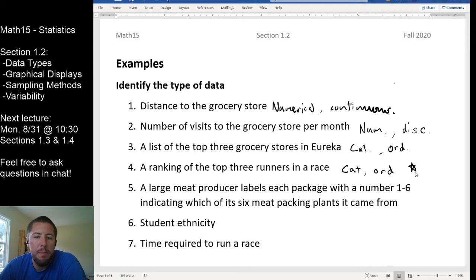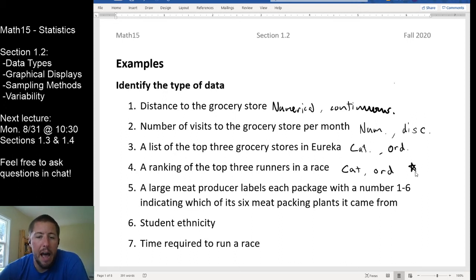Number 5, a large meat producer labels each package with the number 1 through 6, indicating which of its 6 meat packing plants it came from. This is just a thing that pretty much everybody does. This is just a quality assurance thing. They need to know, if there's been a mistake, how to trace it back to where it came from. I'm actually pretty sure the FDA probably mandates this kind of stuff for food safety. So this is a pretty typical type of thing to do.